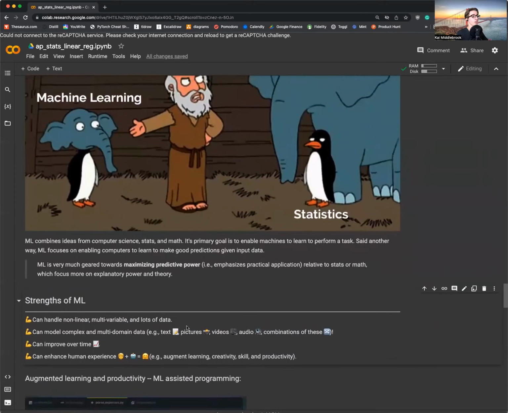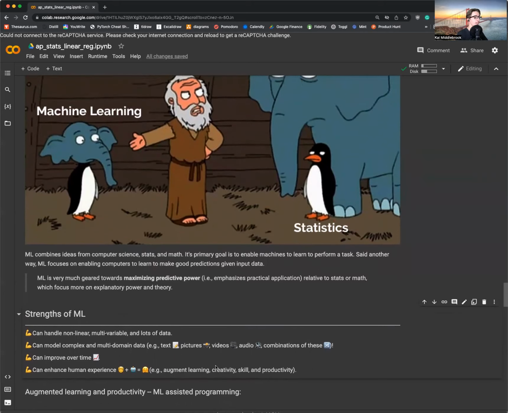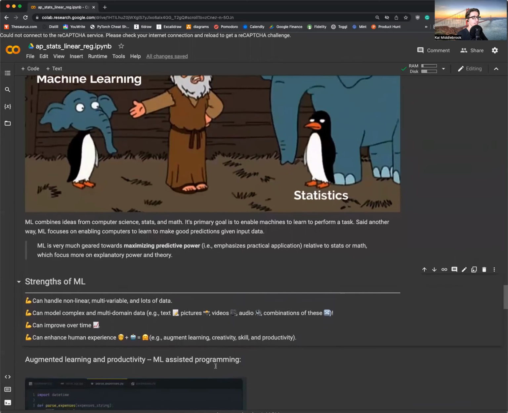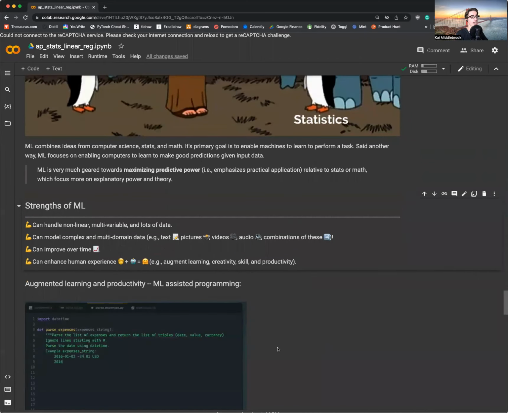So I'll show a few examples of what I mean by this, but it's machine learning paired with humans that is able to make, as we can see here, a happy human. So it's able to augment your learning experience. It's able to help you be more creative. It's able to help you level up your skills and be more productive. So a couple examples to give you context of exciting machine learning applications.